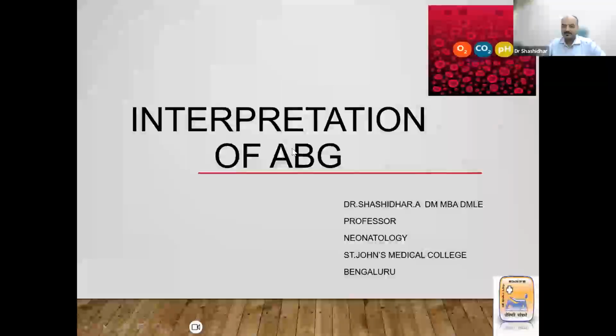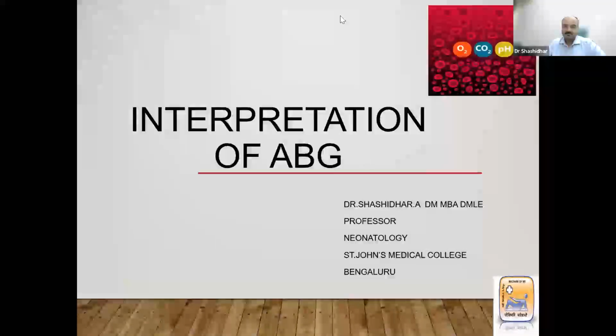Doing a blood gas and how to interpret a blood gas analysis.